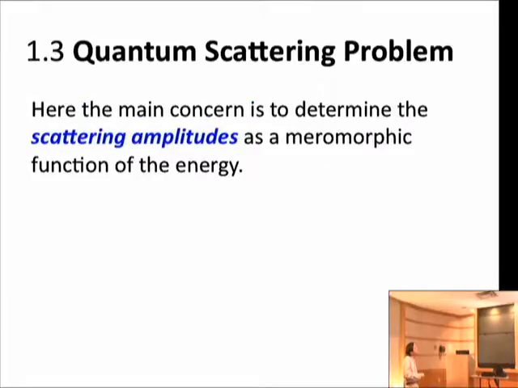In the quantum scattering problem, the main concern is to determine the scattering amplitudes as a meromorphic function of energy. I won't talk much about it. By the way, this is also related to the bound state spectrum problem, because this meromorphic function has poles. It has poles exactly at the bound state spectrum.